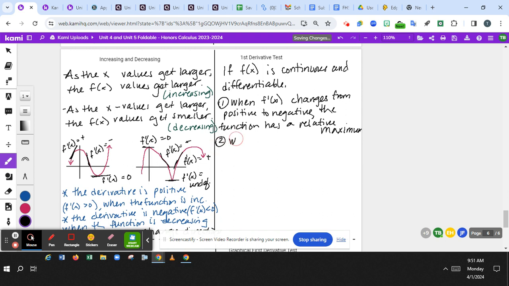Number 2, when the derivative changes from negative to positive, the function has a relative minimum.